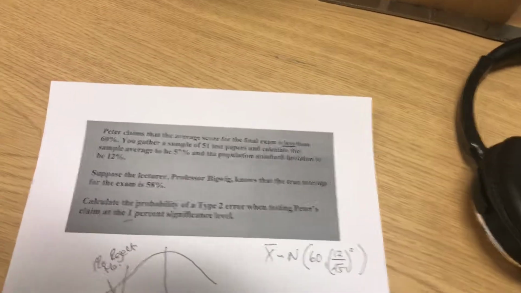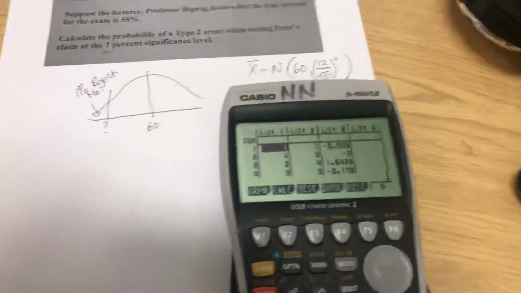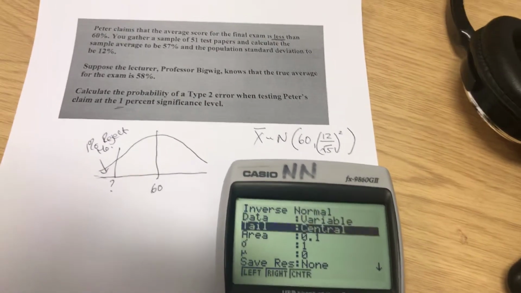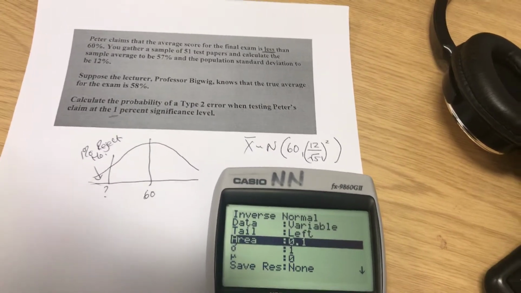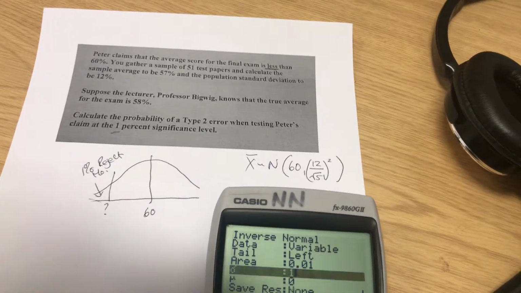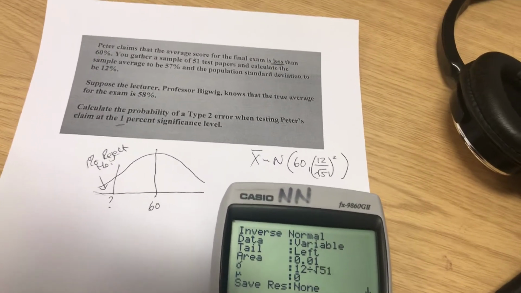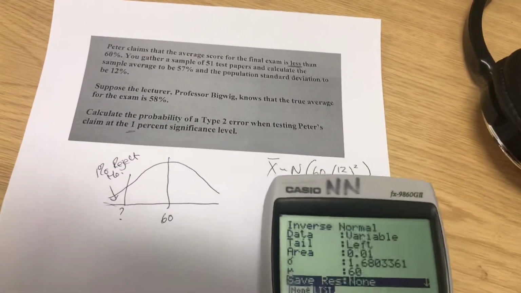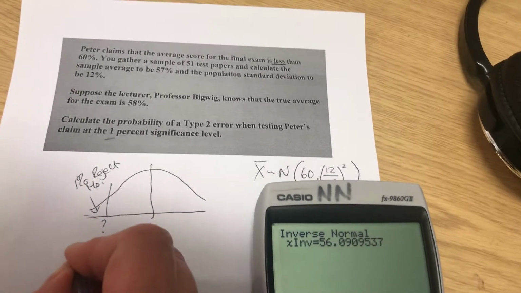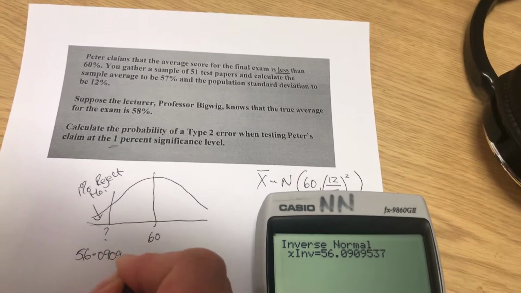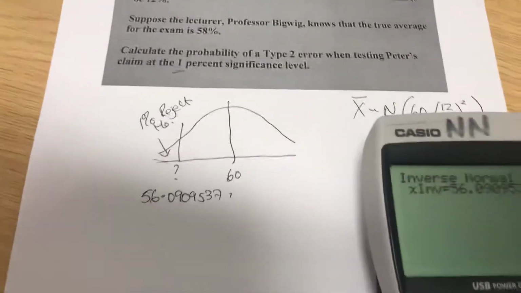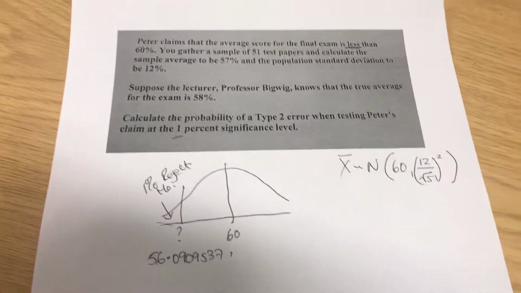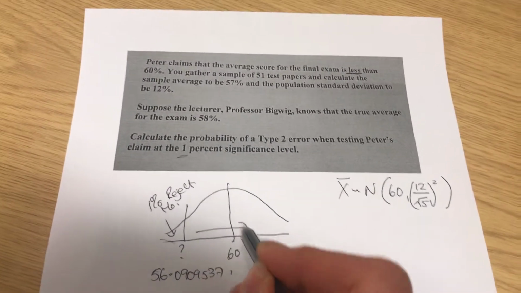If we need to find this value, the easiest way of finding it, and I hope you're remembering this, is to go to Stats, Distribution, Normal, Inverse Normal. We're on the left-hand side. It's 1%, 0.01. We have a standard deviation of 12 divided by root 51, and our mean at the moment is 60 because that's what we believe to be true. So if that were true, we would reject at 56.0909537. I'm going to keep all the values at the moment so that I don't get any error. So if that's the case, then we would accept H0 in this area.